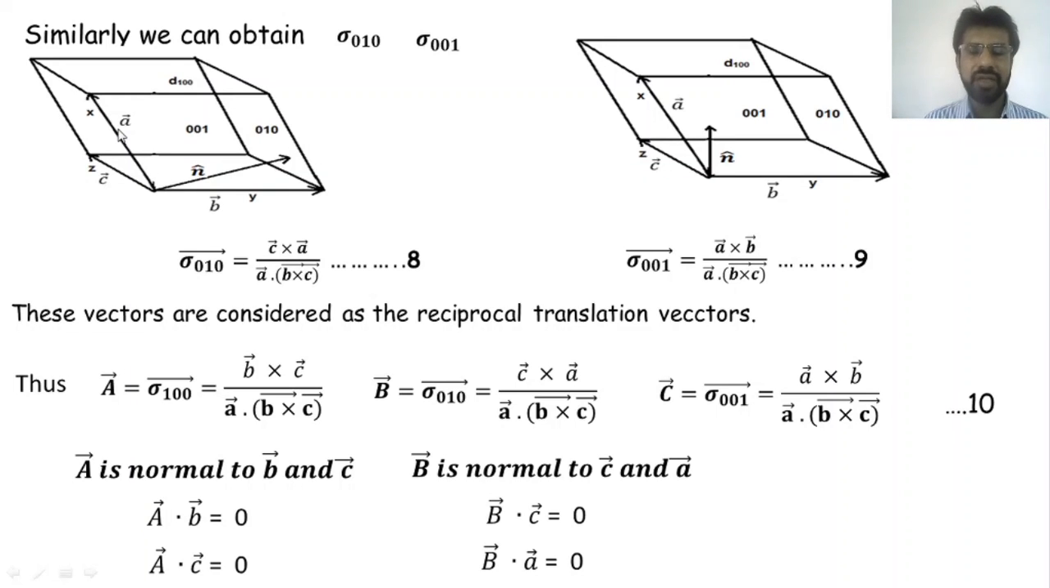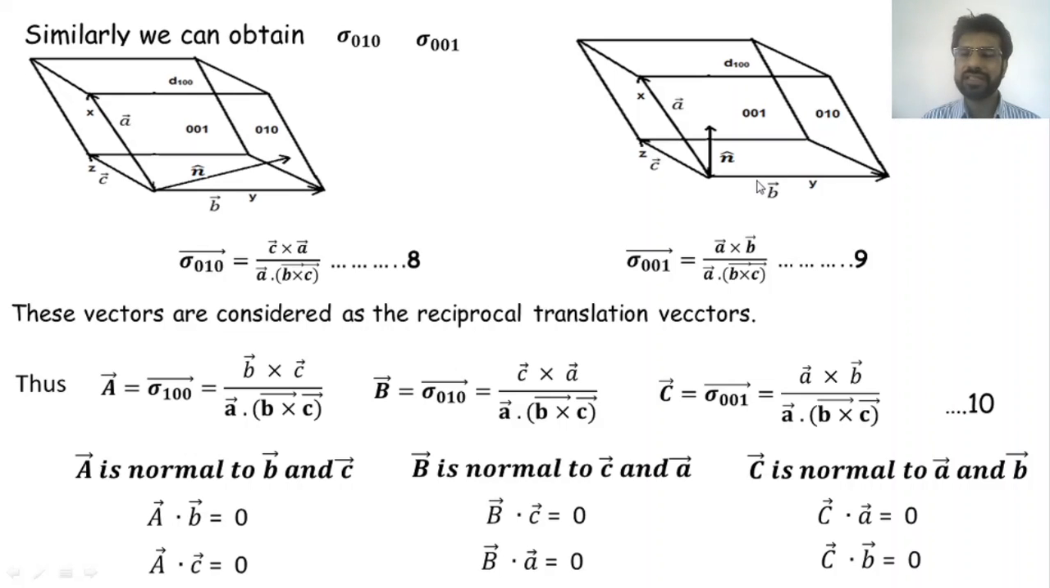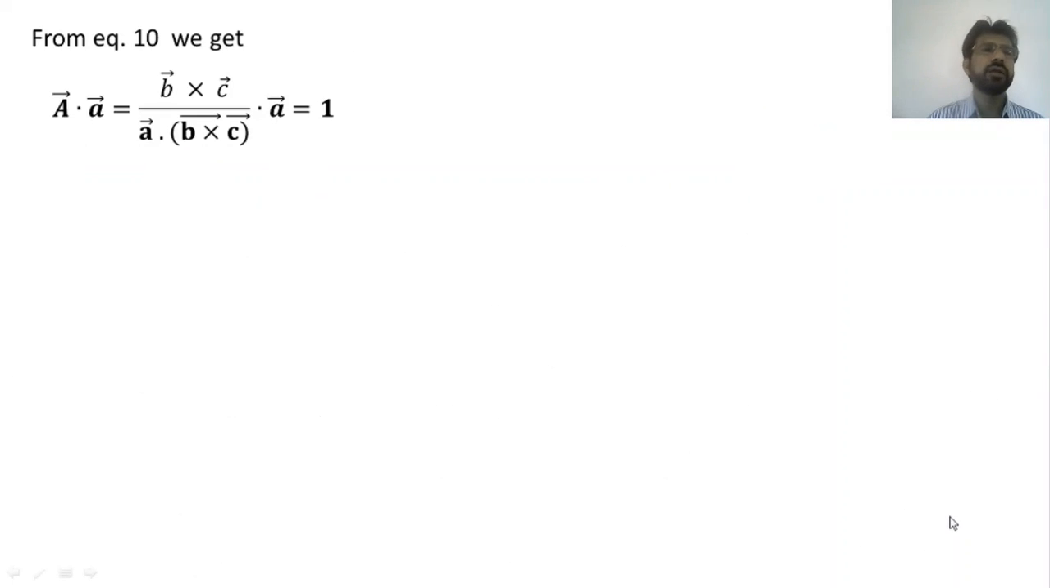So the vector b dot vector c is equal to 0, and vector b dot vector a is equal to 0. Similarly, in this case the vector c is normal to the vectors a and b, so its scalar product is equal to 0. That is, vector c dot vector a is equal to 0 and vector c dot vector b is equal to 0. Now we can write the scalar product of the reciprocal vector a and the direct lattice vector a.